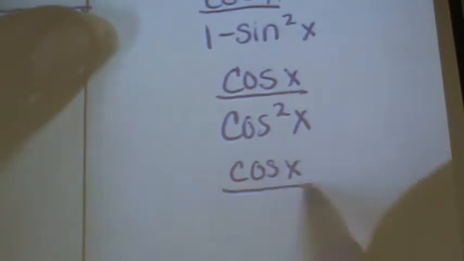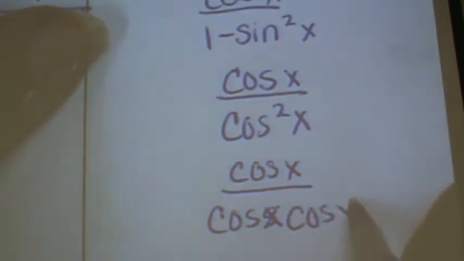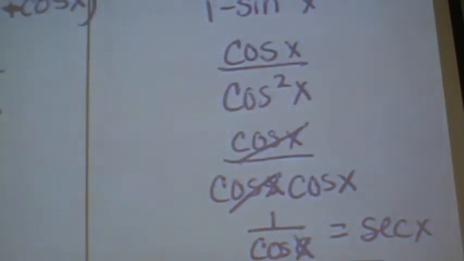And guess what you have here? You have 1 cosine, and you have 2 cosines. I want to write cos. What cancels? What do you have? 1 over cosine. What's another name for 1 over cosine? Secant x. Done.